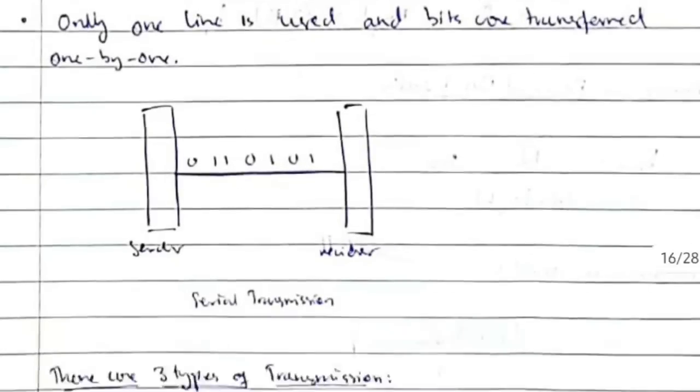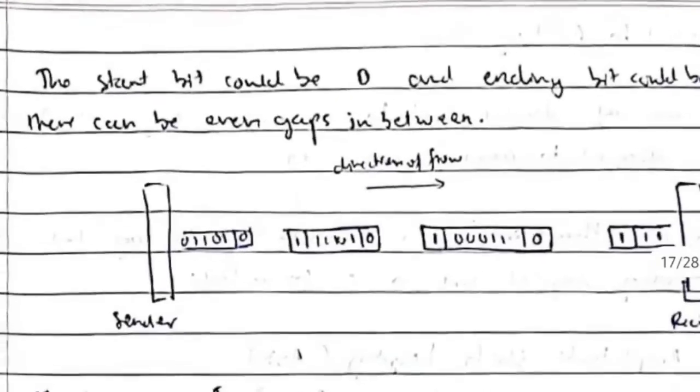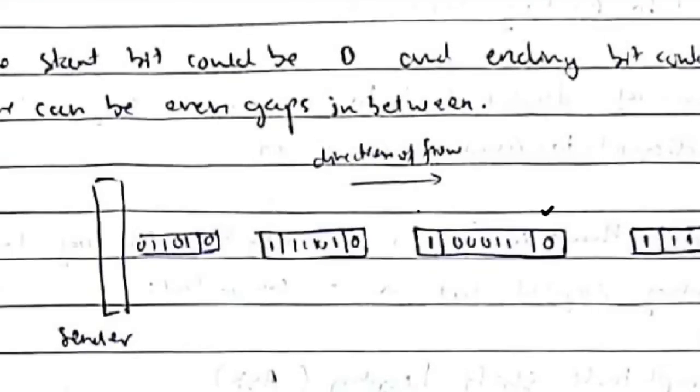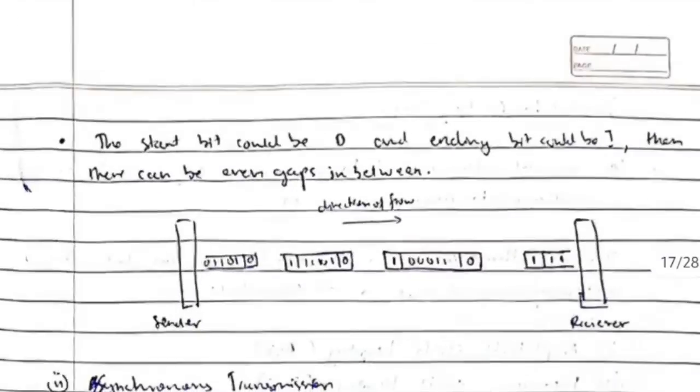And we have 3 types. The first one is asynchronous, which means prior to the data transfer, both the sender and the receiver agree on the information to be exchanged. For example, the info will be sent in this form. The starting bit and the ending bit will be specified. When the data is sent from the starting bit, it is received by the receiver, and when the ending bit reaches, at that time the receiver will stop receiving. In that way we can have gaps in between, and for each group of bits, the starting and the ending bit should be 0 and 1. So that's asynchronous.